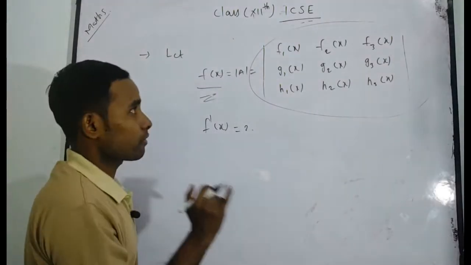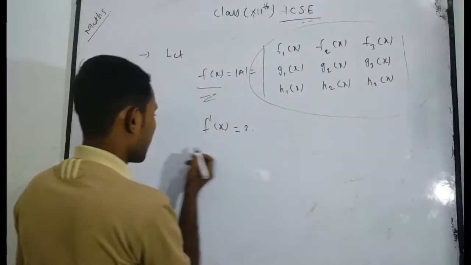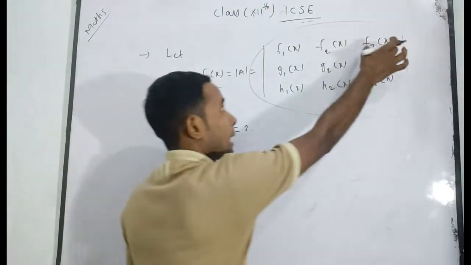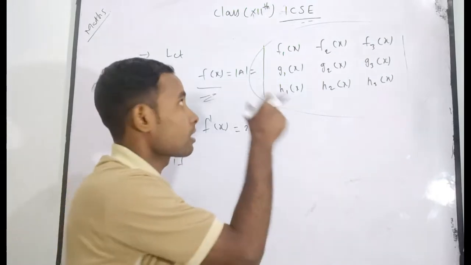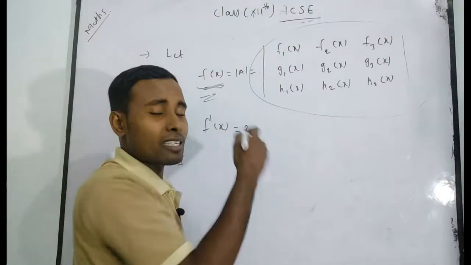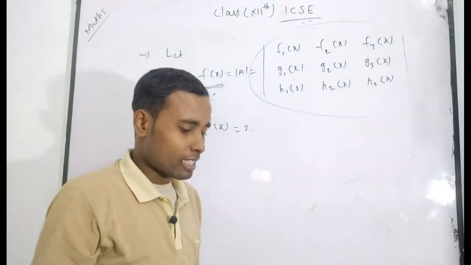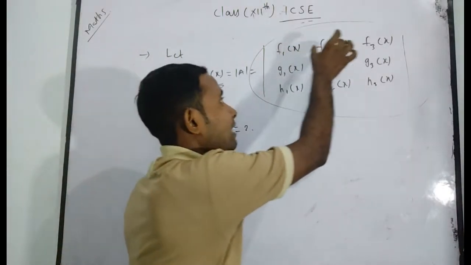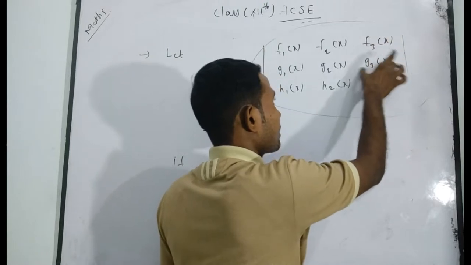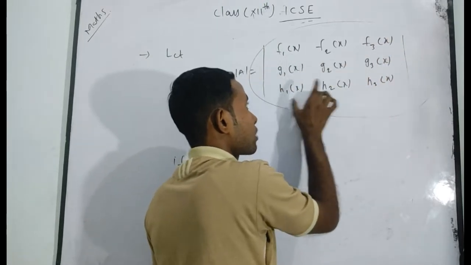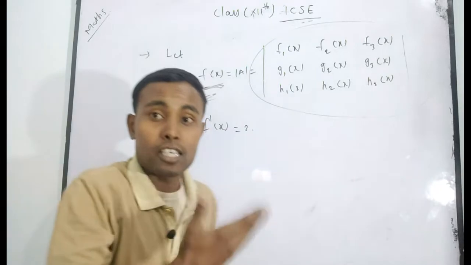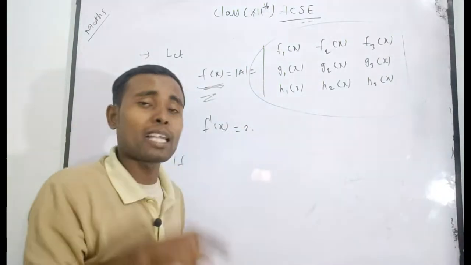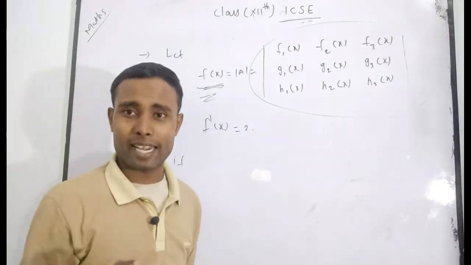Now, I want to give you first of all its theoretical portion. If f1(x), f2(x), f3(x), as you know, this f(x) is differentiable only in that case when f1x, f2x, f3x, g1x, g2x, g3x, h1x, h2x, h3x, individually all functions are differentiable. In that case you can differentiate directly.